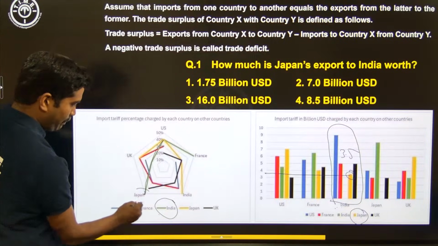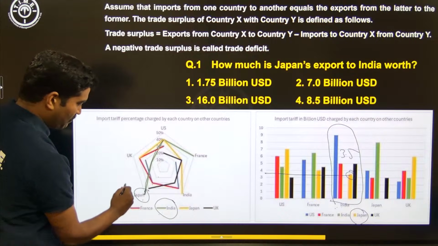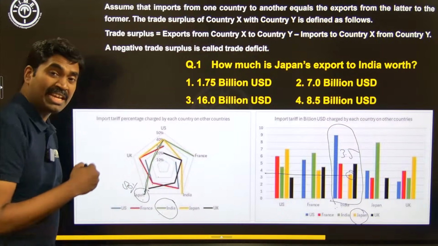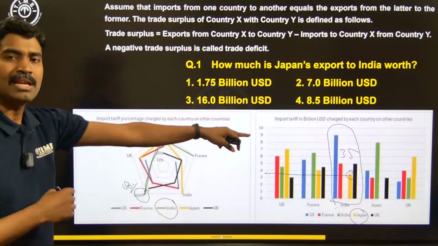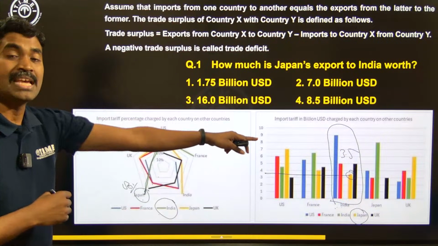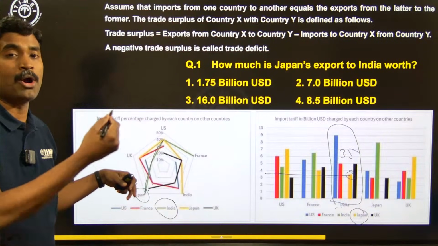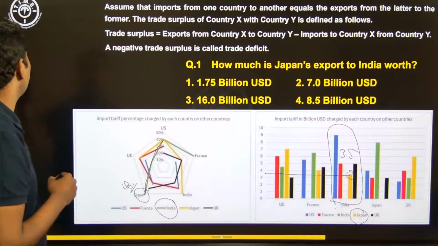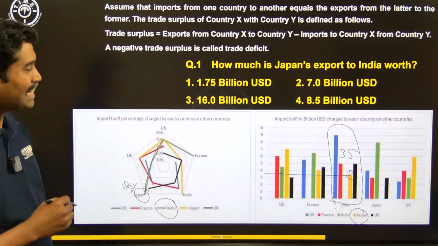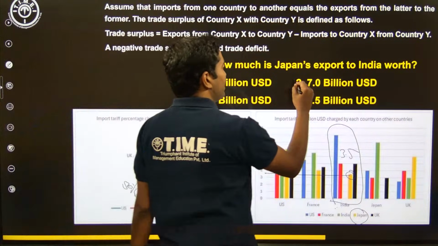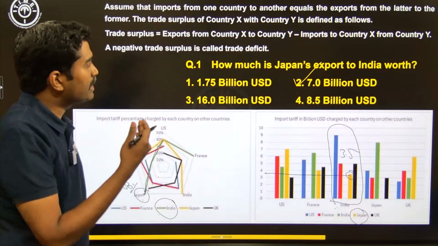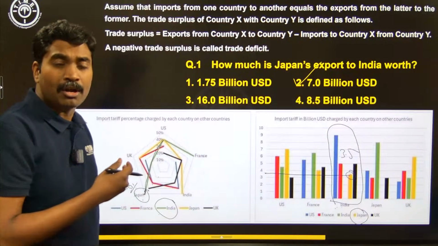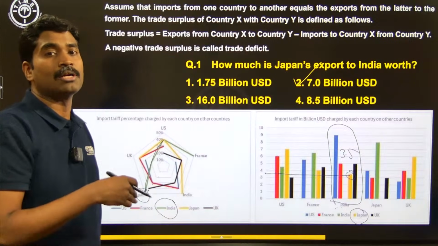When it's touching Japan, 10, 20, 30, 40, 50%. So India is levying 50% on Japan. India is charging $3.5 billion, which happens to be 50%. So 3.5 by 0.5, how much would that be? That would be $7 billion. So India is importing $7 billion from Japan, or Japan is exporting $7 billion to India.